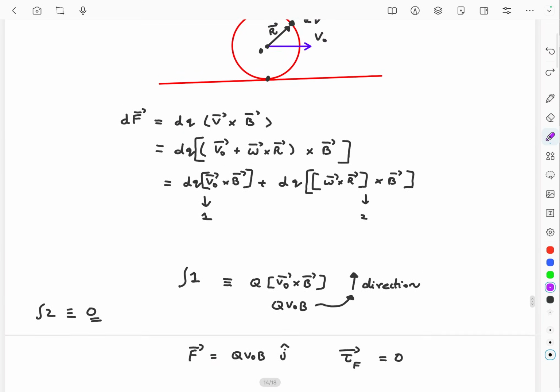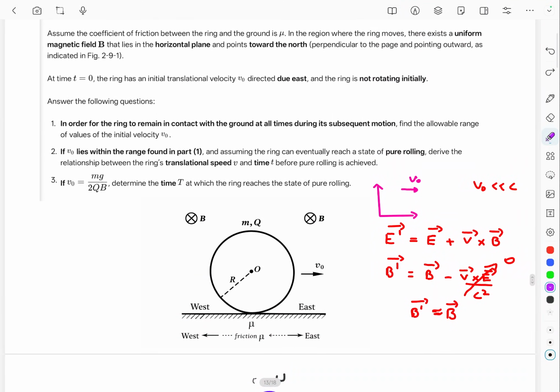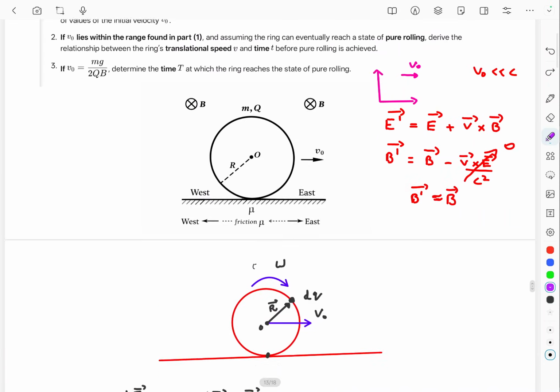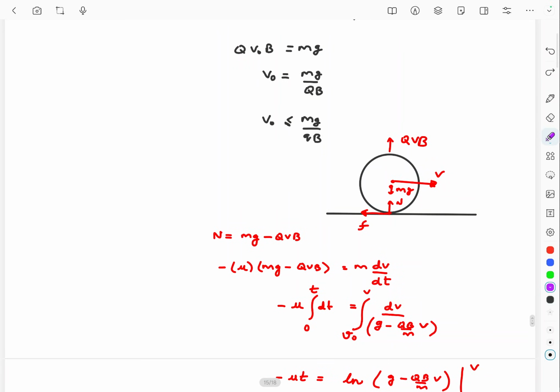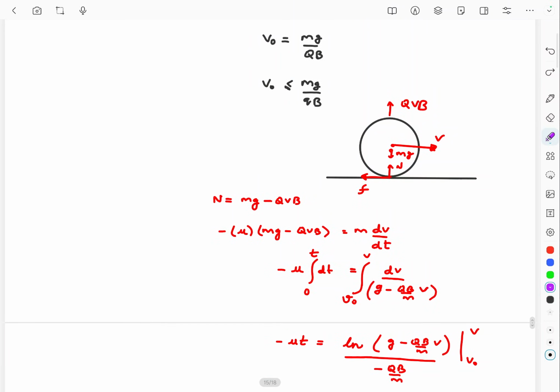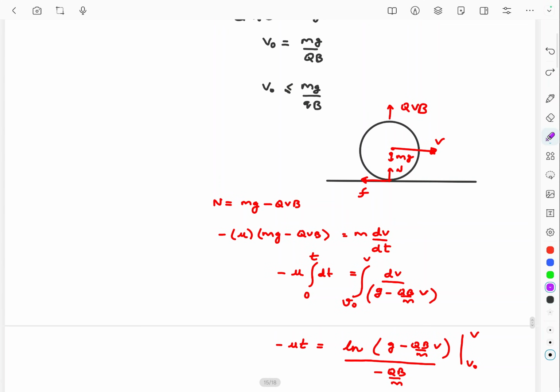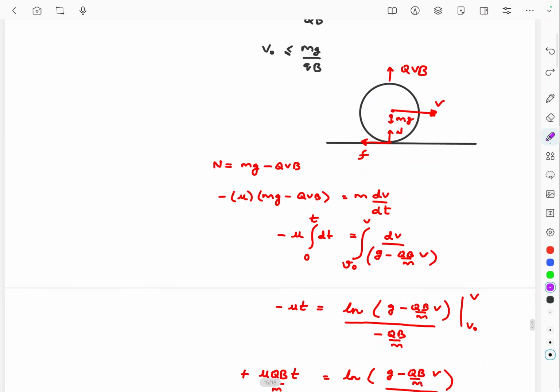Now after this point, that is the second question. Now the third question, we have v0 equals mg divided by 2qb. So this of course won't leave contact with the ground. If this is the speed, then we need to find the time at which the ring reaches the state of pure rolling. That happens when v equals omega r. So we need to find how omega varies for figuring this out, and for that we need the torque, right?